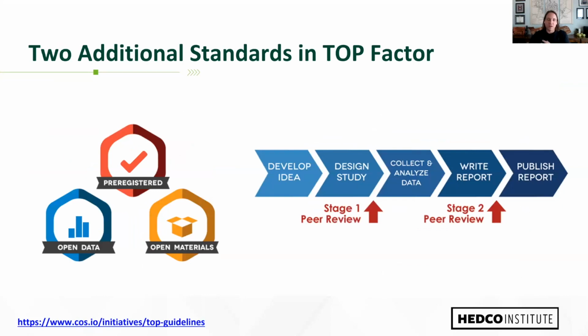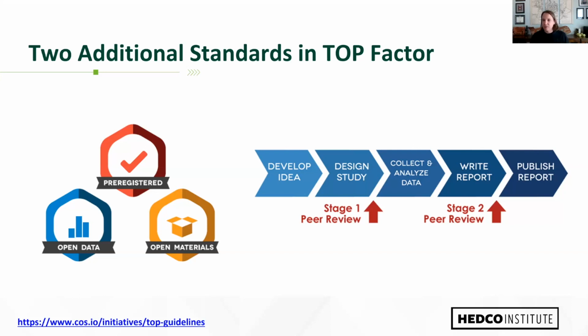Now, one thing to note: in addition to the 8 standards that were in the original TOP guidelines, the Center for Open Science added 2 additional standards for the TOP Factor. So one is rewarding journals for implementing what they call open science badges. And these are badges that a journal can award to a given article to indicate that that article has shared their data, shared their materials, or registered their study according to standards. And the goal here is to create an incentive for doing these things, to signal to the readers that this content's available, and by making these kinds of practices more visible, in the hopes that they become more normative as a result.